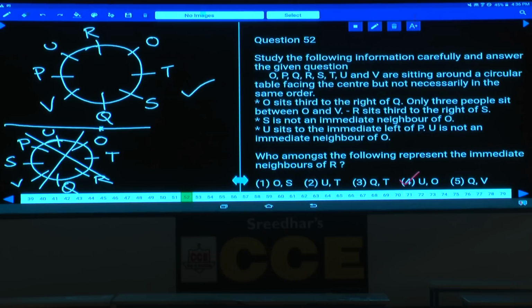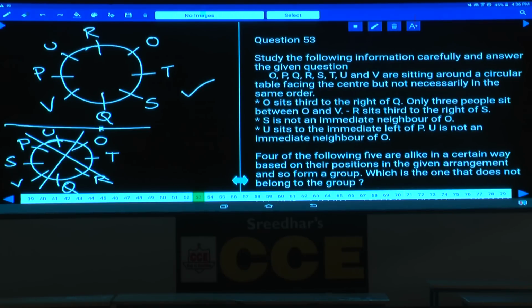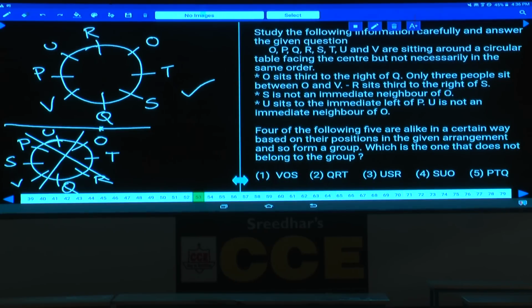And question number 53. 4 of the following 5 are alike in a certain way and hence form a group in the given arrangement. Which is the one that does not belong to the group? O, V, O and S. O and V are opposite to each other, and S is exactly between these 2 persons. V and O are opposite and S is exactly in between these 2.